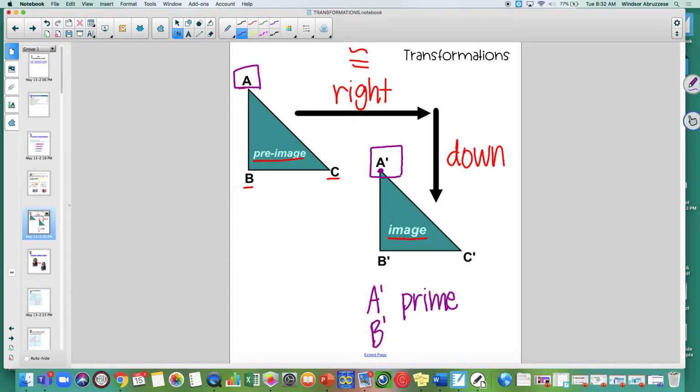The new B location is B prime, and C is C prime. That's how you read it out loud. So we know this image came first, this triangle. That's the pre-image. I slid it to the right and then down, and now I have my new image, which we just call the image, but we know that it's the second one because of the apostrophe, the prime symbols.